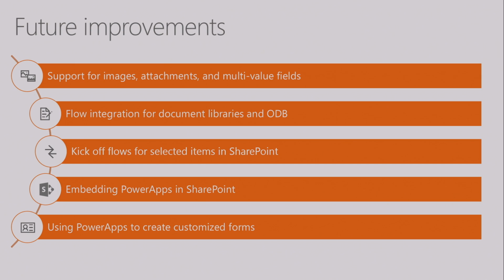Just briefly talking about some of those commitments and future improvements that we want to tackle over the coming months: support for all of the full data types in SharePoint, like images, attachments, multi-value fields. The flow integration for document libraries and OneDrive for Business is one thing that we're working on and we are very excited about. We think it will have huge implications for the ECM and document management area. We will also work on making sure that you can kick off a selected flow for a selected item in your document libraries or lists.